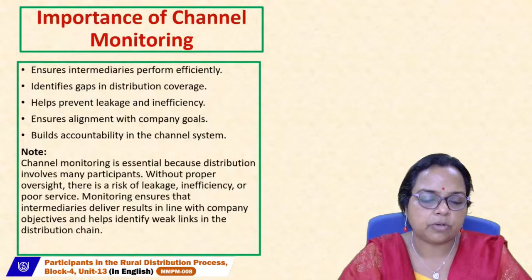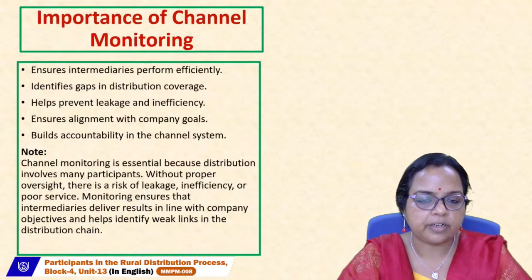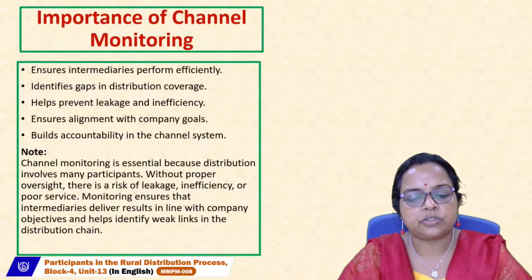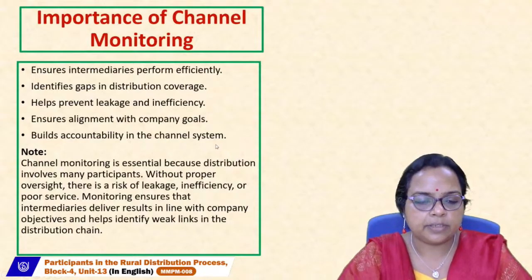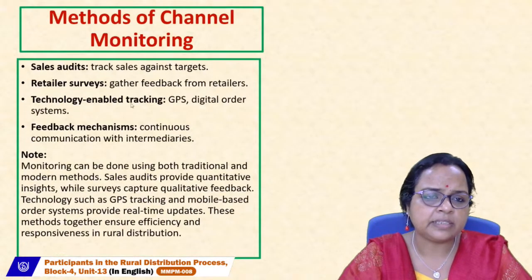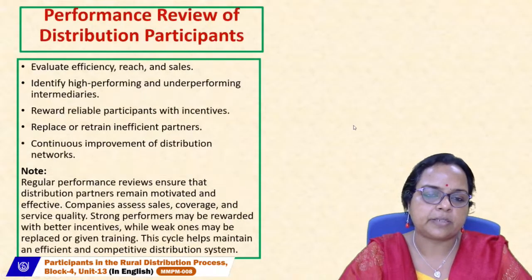that is called channel monitoring and why it is important. Because if your company is not monitoring all the participants of the rural distribution channel, then it is difficult to maintain the efficiency of the channel, and it will be difficult to reach the target point. And these are the methods of channel monitoring. Let it be a sales audit, retailer survey, or a GPS tracking system and feedback mechanism.